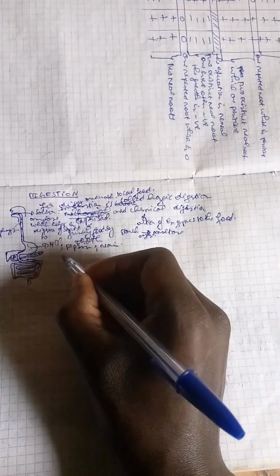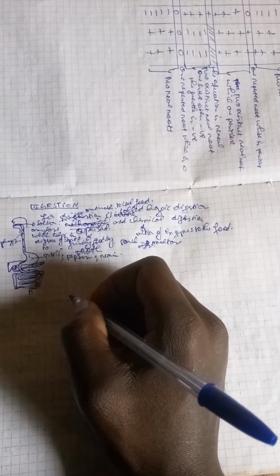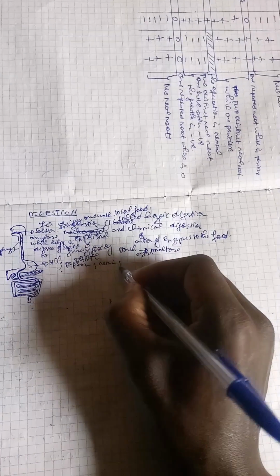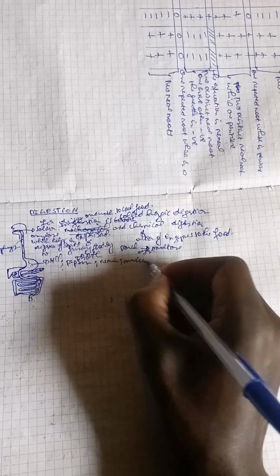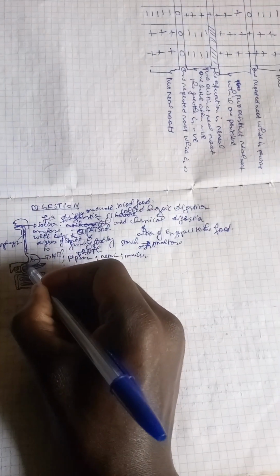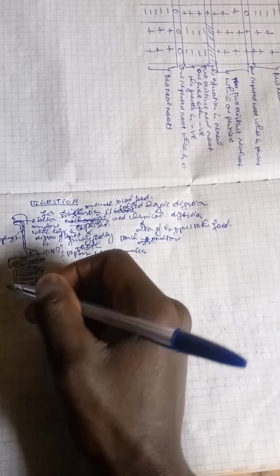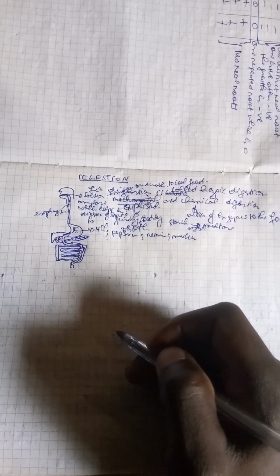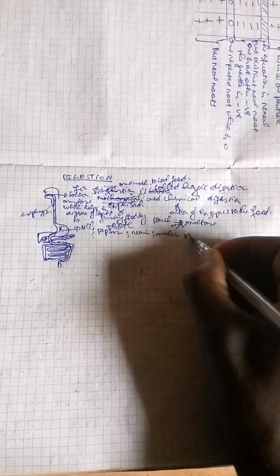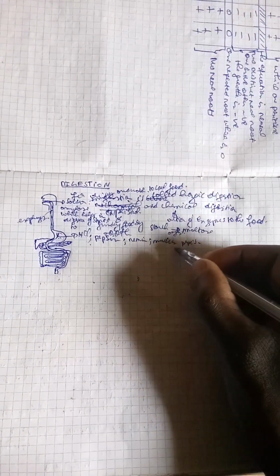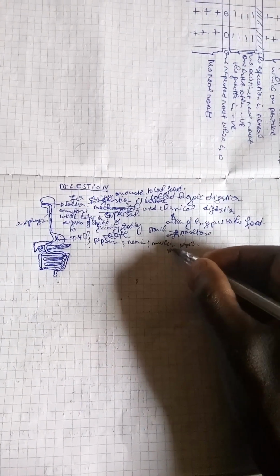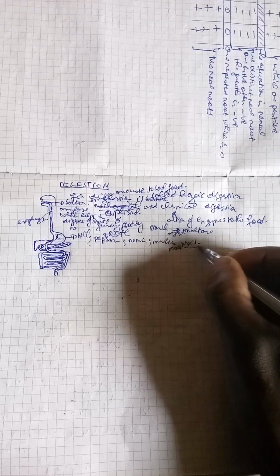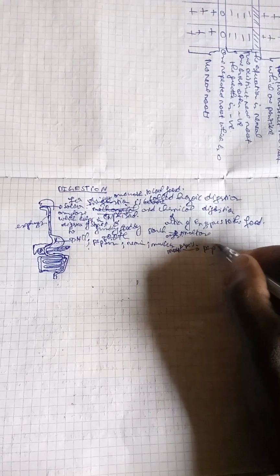Also, the stomach contains mucus, which prevents hydrochloric acid from digesting the wall of the stomach. Pepsin breaks down proteins into peptides.